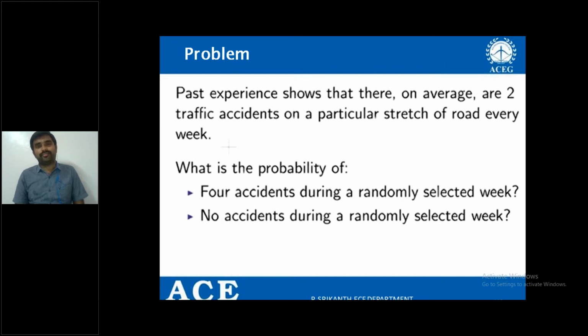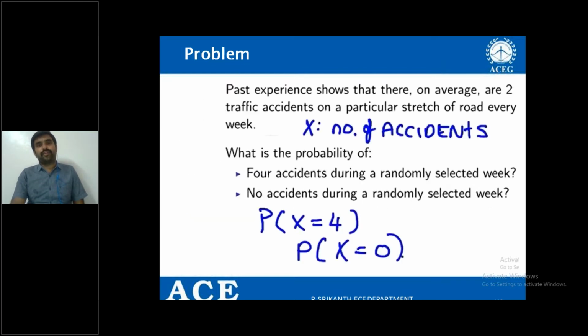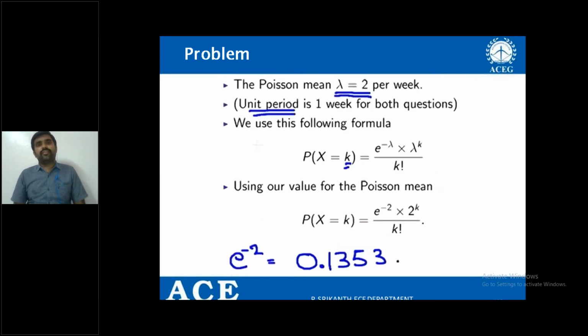Try to think once. Right. What is the random variable? Number of accidents is the random variable. So what are you supposed to find? Number of accidents equal to 4. What is the probability of number of accidents equal to 4? First question. What is the probability of number of accidents equal to 0? Second question. Am I right? So the mean value, what is the average value here? 2 per week. Lambda is given. And what is the unit period here? Per week. 2 per week.